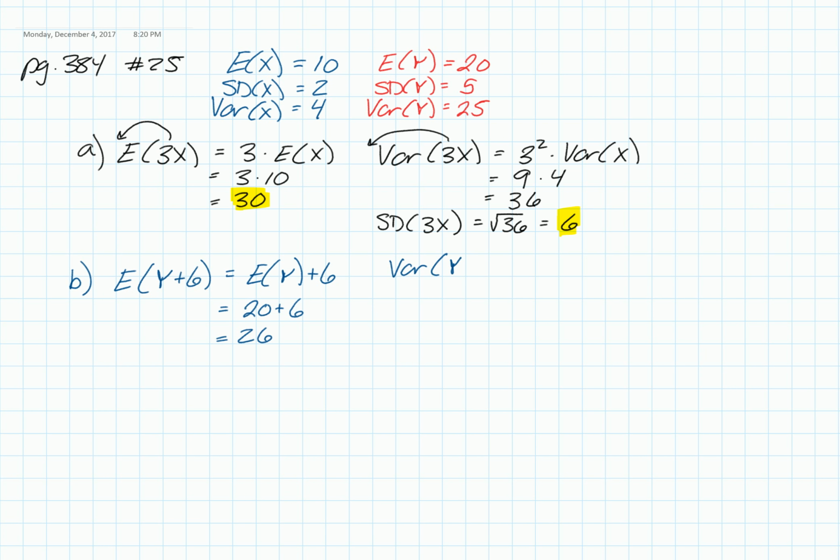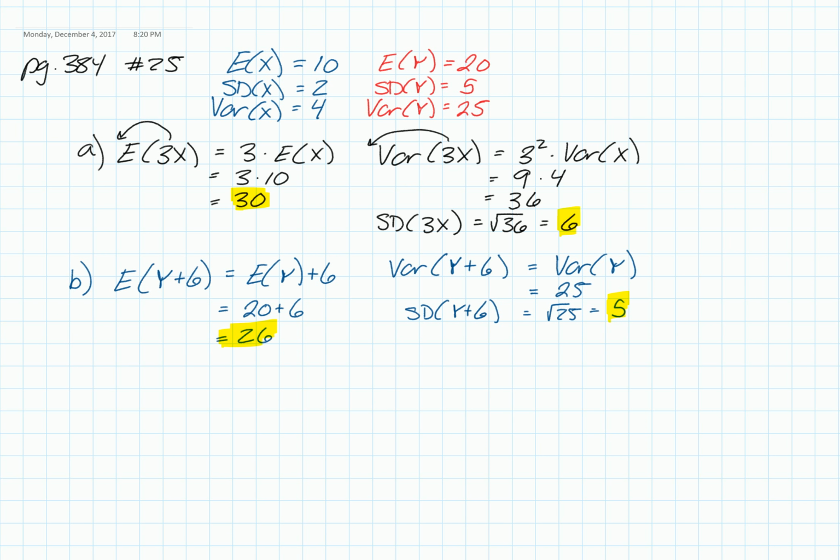So we're looking for the variance of y plus 6. But the rule that we discussed in class is a little strange here. Adding constants to these random variables does not change their spread. So the variance of y plus 6 is simply the same as the variance of y, which is 25. So therefore, the standard deviation of y plus 6 is the same thing as the standard deviation of y, the square root of 25, which is 5. So our answer here is an expected value of 26 and a standard deviation of 5.